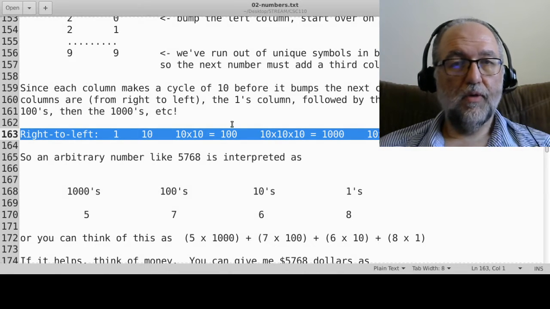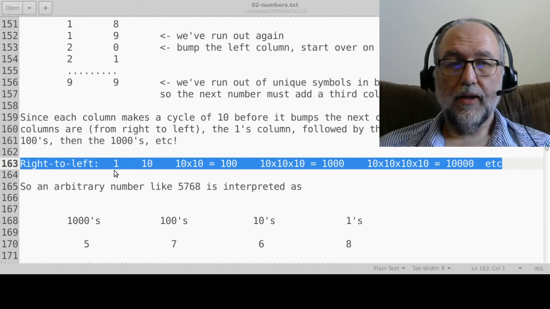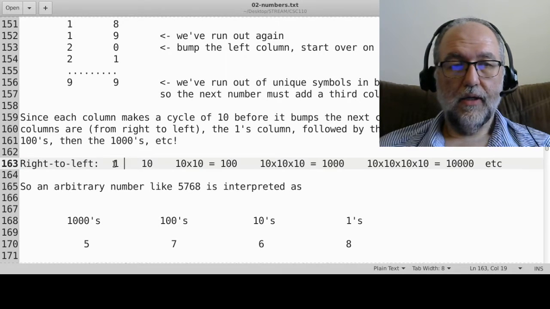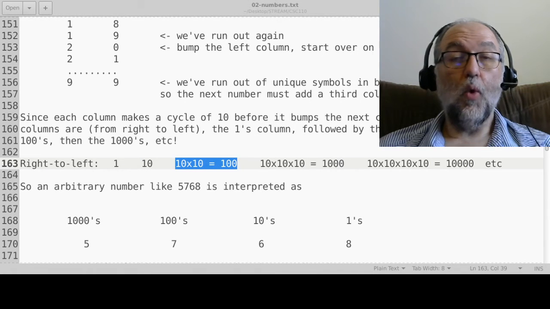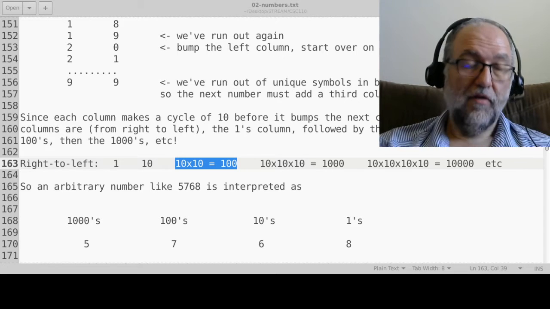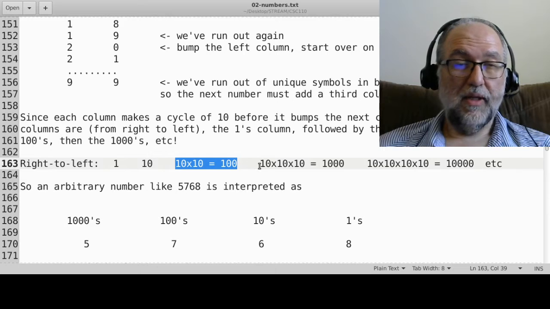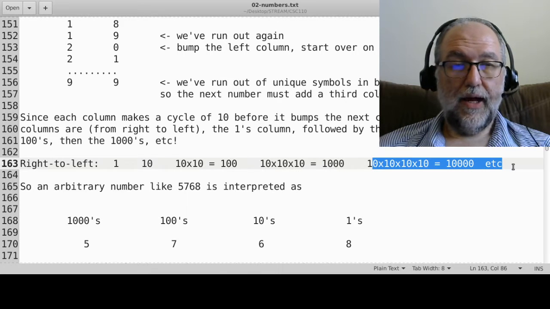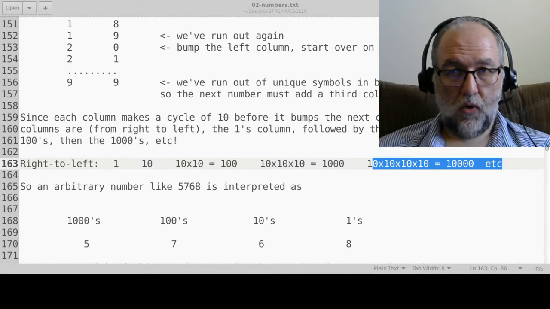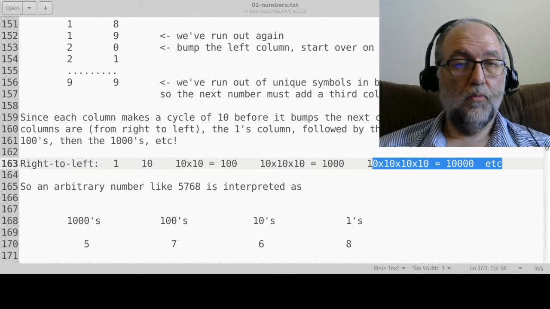The first column is, whoops, I went too far. The first column is the ones column, then the tens column, then the hundreds column. Why 100? Because it's 10 cycles of 10 for 100. The next one would be 10 cycles of 10 cycles of 10, which would be the thousands column, then the 10,000s column, and so on. Okay, and so this is how our decimal system works.